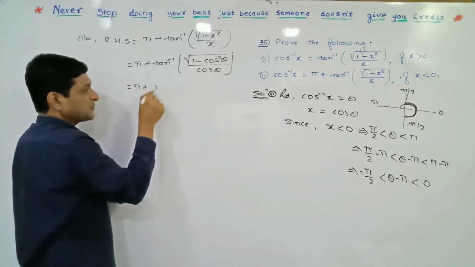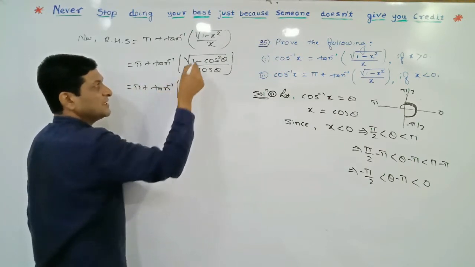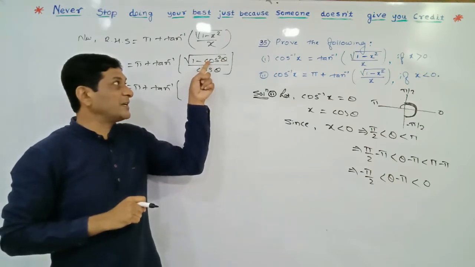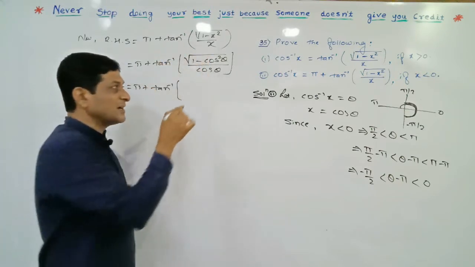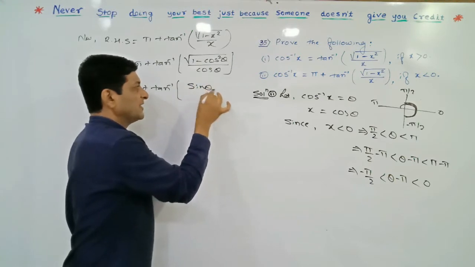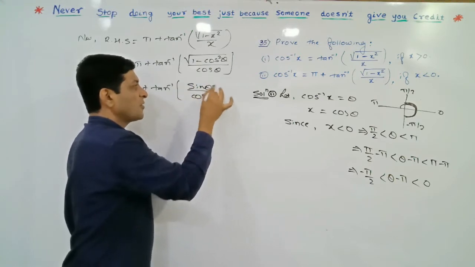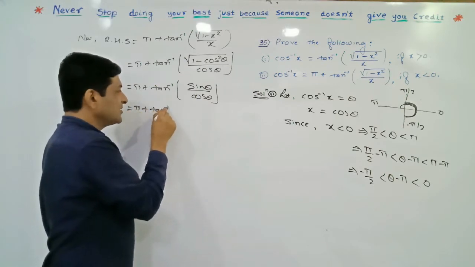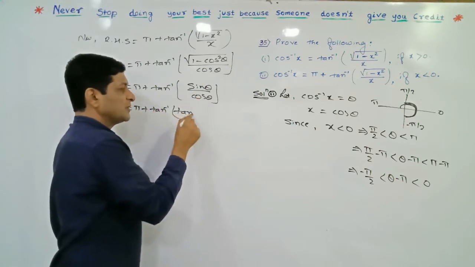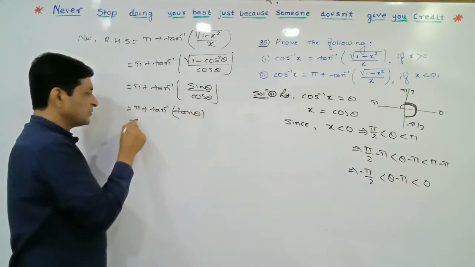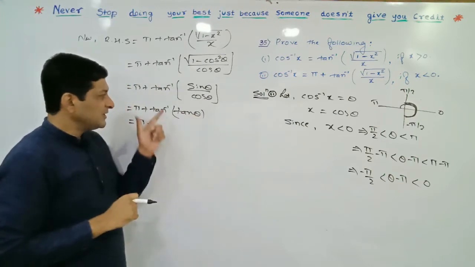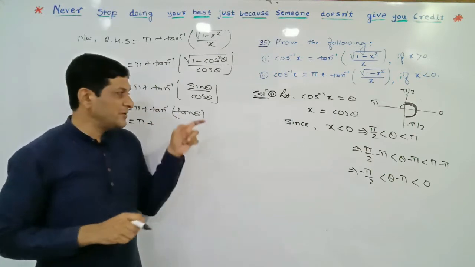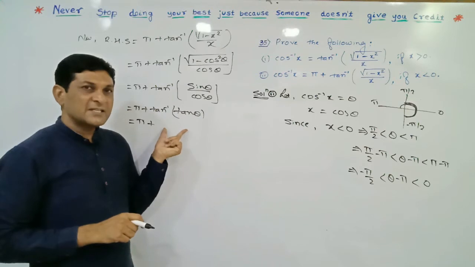Pi, keep it as it is, plus tan inverse of, here 1 minus cos square theta according to identity will be equal to sin square theta. Sin square theta outside the root will become sin theta. So here we will get sin theta divided by cos theta. So which is equal to pi plus tan inverse of sin upon cos, which is tan theta. So this is equal to pi plus, now if we cancel tan and tan inverse according to our property, then what value will we get here? Theta.